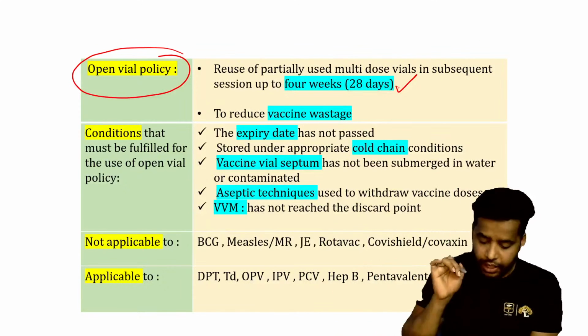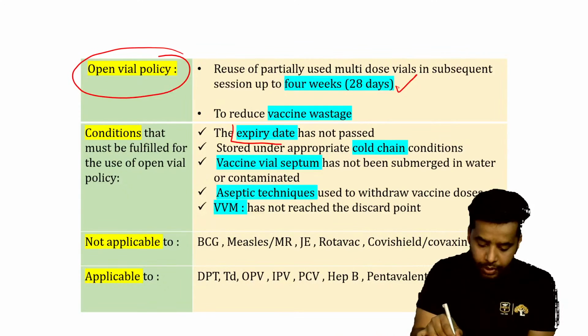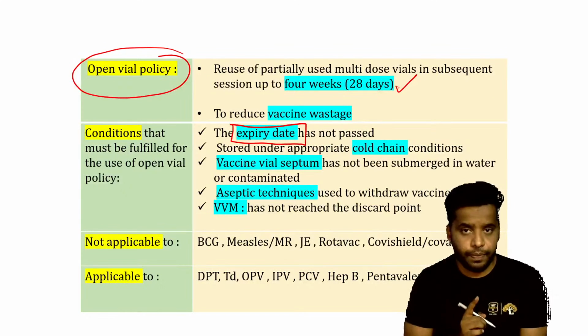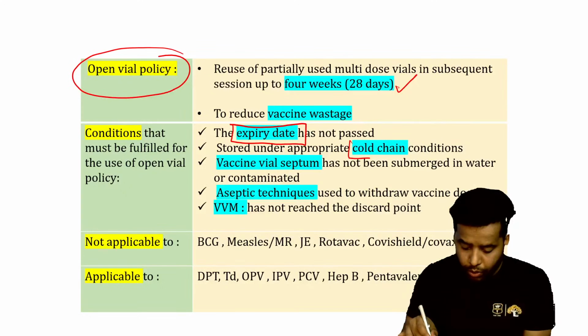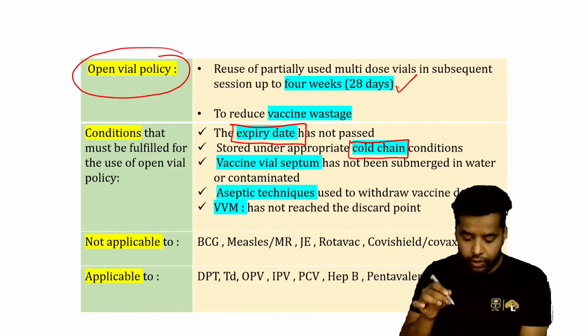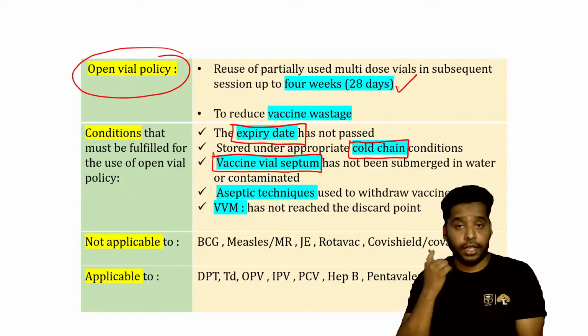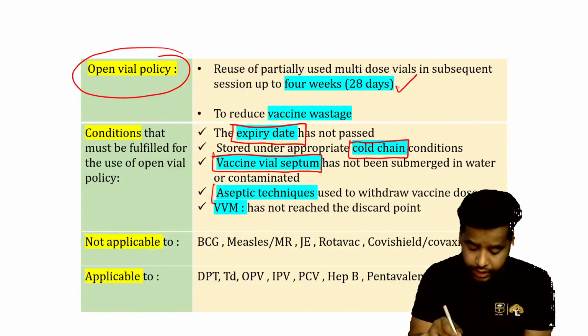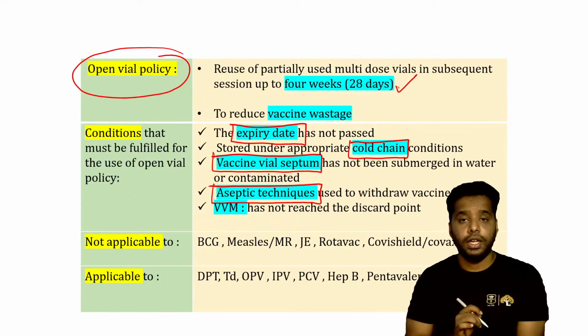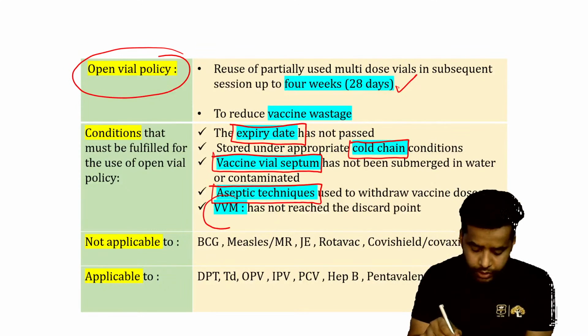For that purpose, the expiry date should not have passed. Cold chain condition should be appropriate. The vaccine vial septum should not be submerged, or if it is submerged, it is contaminated. Aseptic techniques are to be followed. At the same time, VVM should be intact.